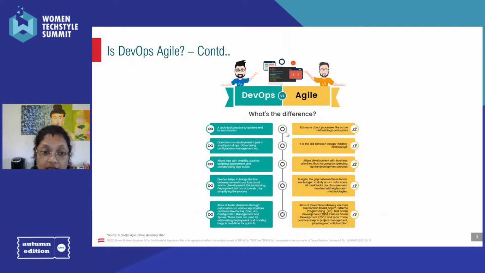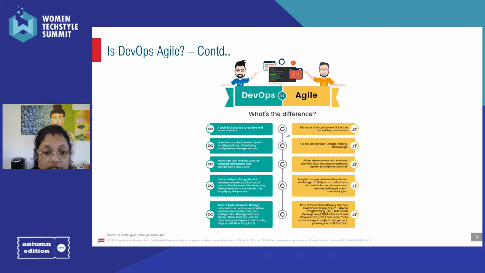So, DevOps is a technical practice to achieve an end-to-end solution, whereas Agile is more about processes like the Scrum methodology and sprints. DevOps aligns operations with stability, such as scripting deployments and standardizing app builds, whereas in Agile, development is aligned with business priority, thus focusing on speeding up the development process. DevOps bridges a gap between the cross-functional teams, meaning development, QA, operations, wherein Agile tries to bridge this gap by daily scrums involving business and the development team together.